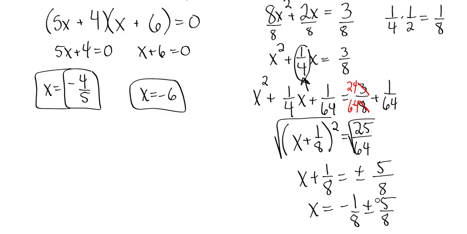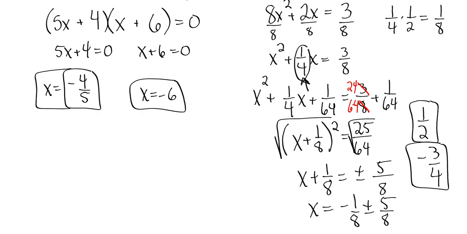So when I add the 5, I'll get 4/8, which is 1/2. That's one of the answers. And then when I subtract the 5, so negative 1 minus 5 is negative 6 over 8, which is 3/4. So negative 3/4. So those are our 2 answers. We have a 1/2 and a negative 3/4.